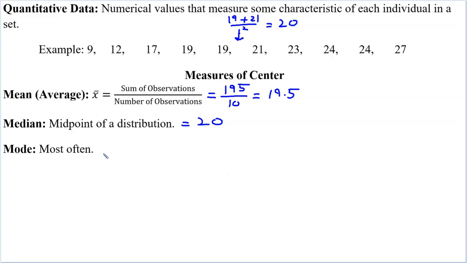All right, other thing we could do is talk about which happens the most often, the mode. Now here, notice there's two 19s and there's two 24s. So I'd say my mode is 19 and 24. If there's more than one mode, we just list them all. Now, if nothing happens more than once, we just say there's no mode.